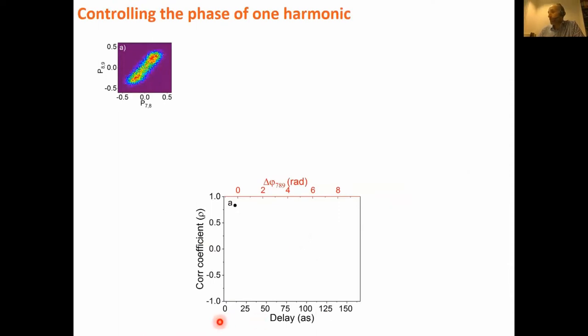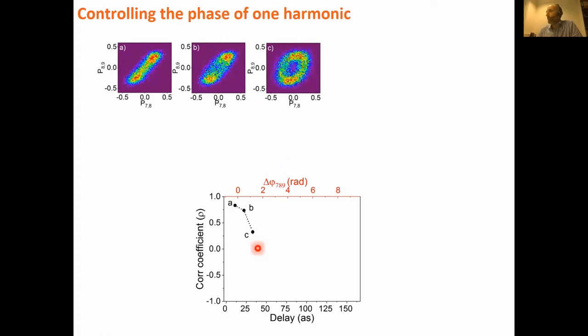On the x-axis, we have the delay of harmonic 9. Here we estimate the correlation coefficient of the distribution of the correlation plot. You can see that starting from this condition, we have a pretty linear behavior of the correlation plot. This means that the harmonics are quite well in phase and the correlation coefficient is therefore quite high. We change the delay, so it means we change the relative phase. You can see we still have positive correlation, but the distribution is no longer so thin.